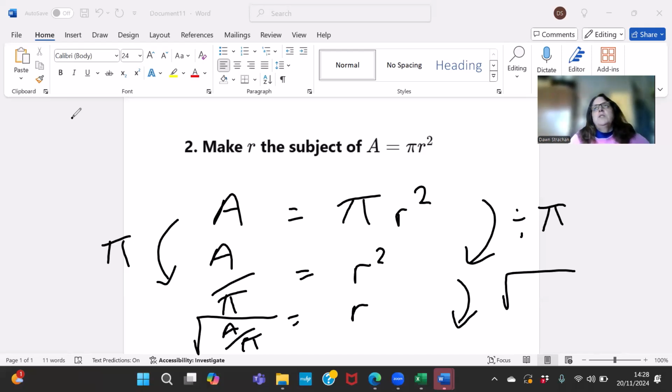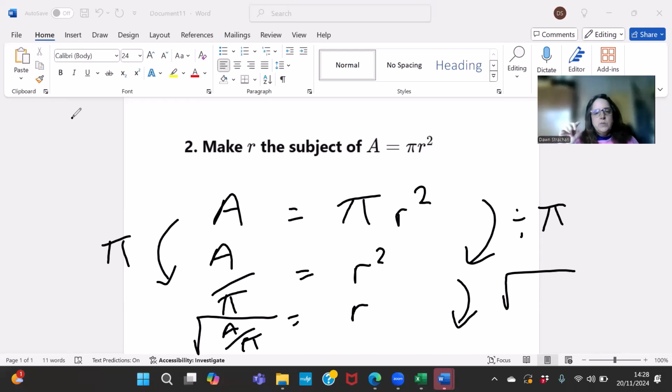You might be asked a question like that in your Maths GCSE. What they might do is say, a circle has an area of 53 centimeters squared, work out the radius. And then what you would do is you'd substitute in the 53 for the A, then you'd divide it by pi, you'd square root what you're left with, and that would leave you with the radius.